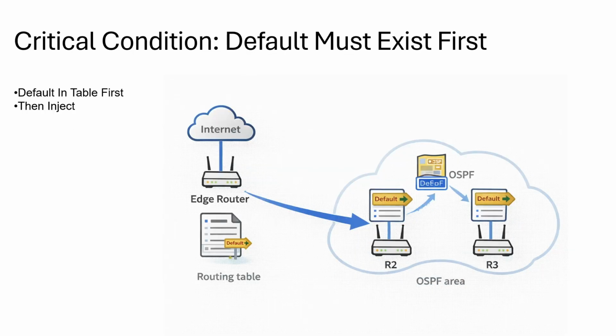Here's the critical condition. You don't invent a default out of thin air. The edge router must already have a default route in its own routing table pointing toward the outside. Then it can advertise that default into OSPF, so internal routers learn it. So the mental model is: edge routers know how to reach the outside via a default route. The edge router injects that default route into OSPF. Internal routers install the default route pointing to the edge router.